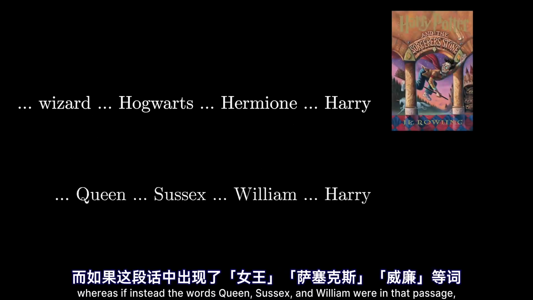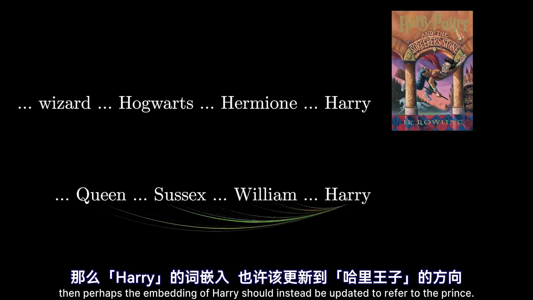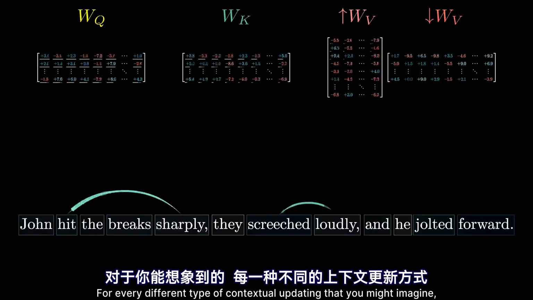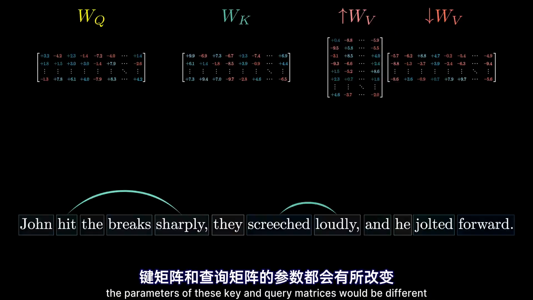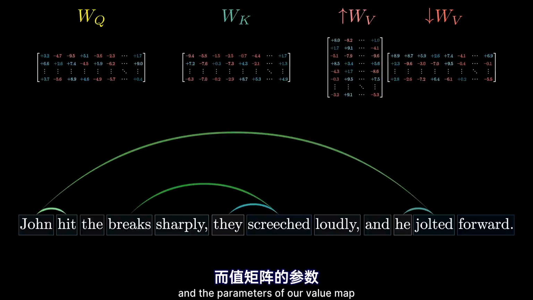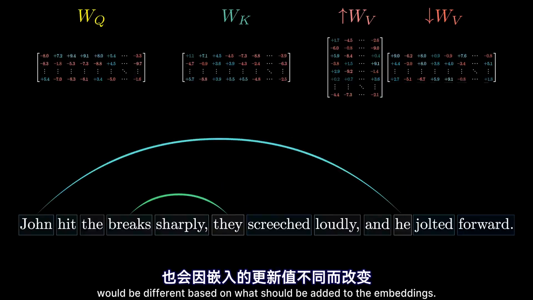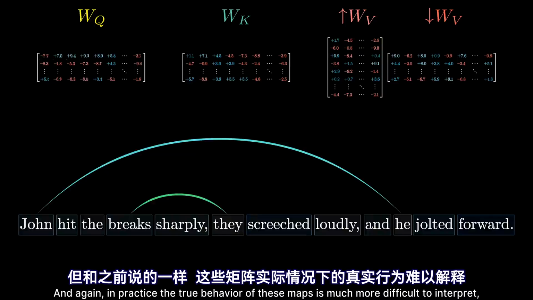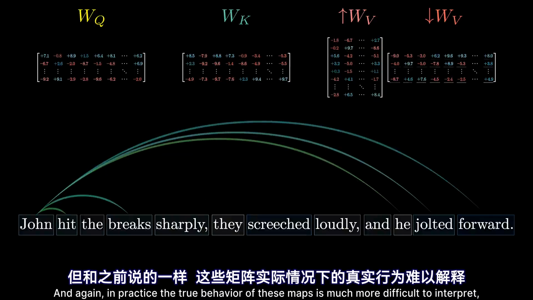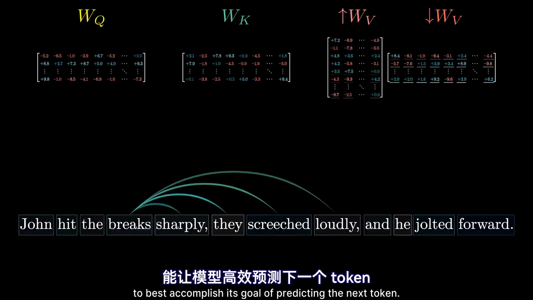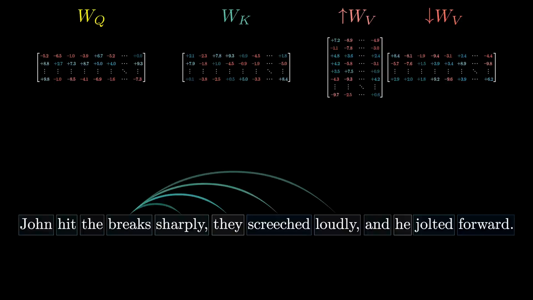Whereas if instead the words Queen, Sussex, and William were in that passage, then perhaps the embedding of Harry should instead be updated to refer to the prince. For every different type of contextual updating that you might imagine, the parameters of these key and query matrices would be different to capture the different attention patterns, and the parameters of our value map would be different based on what should be added to the embeddings. And again, in practice, the true behavior of these maps is much more difficult to interpret, where the weights are set to do whatever the model needs them to do to best accomplish its goal of predicting the next token.